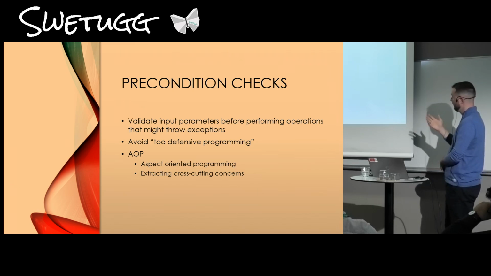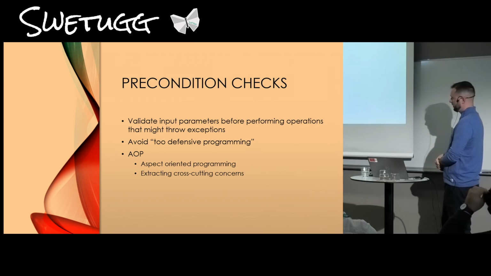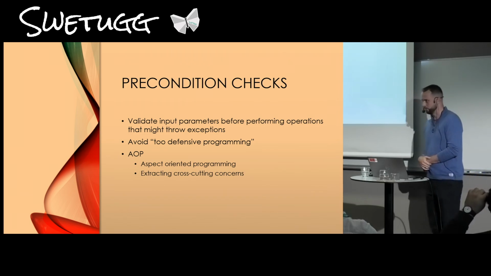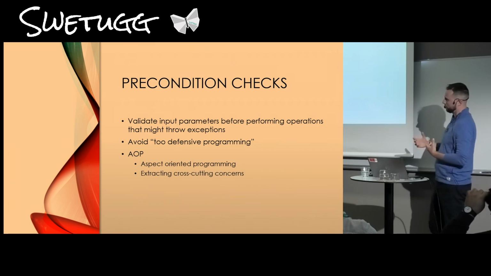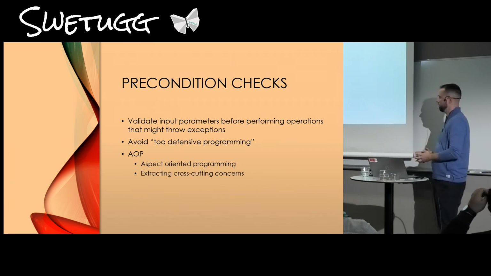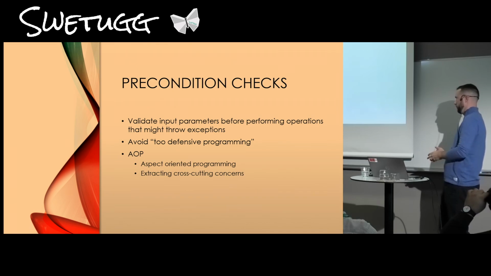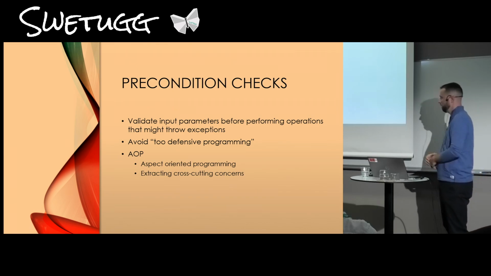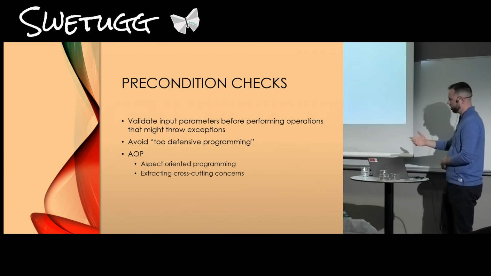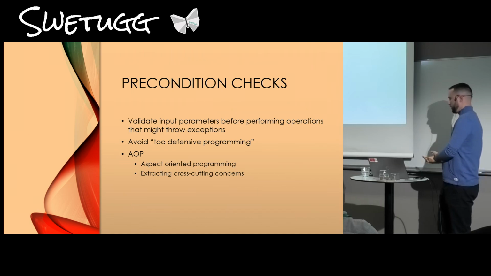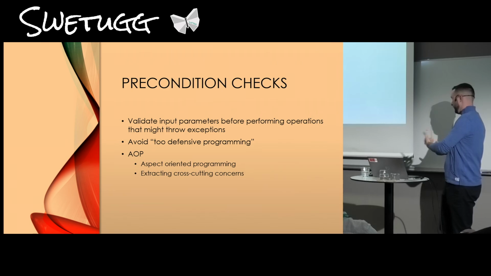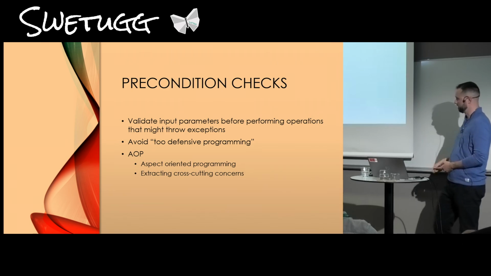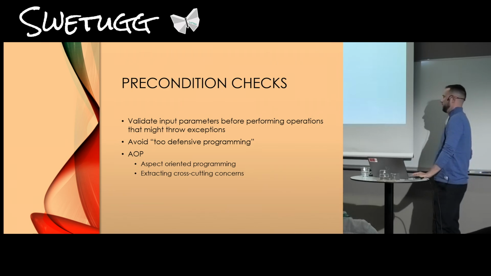What might help in this situation is so-called aspect-oriented programming. It's basically the approach where you try to extract or separate cross-cutting concerns from the actual business code, because let's say checking for the parameters is a cross-cutting concern. It goes through all your application. In every method you would like to check the parameters. And aspect-oriented programming is exactly about that.